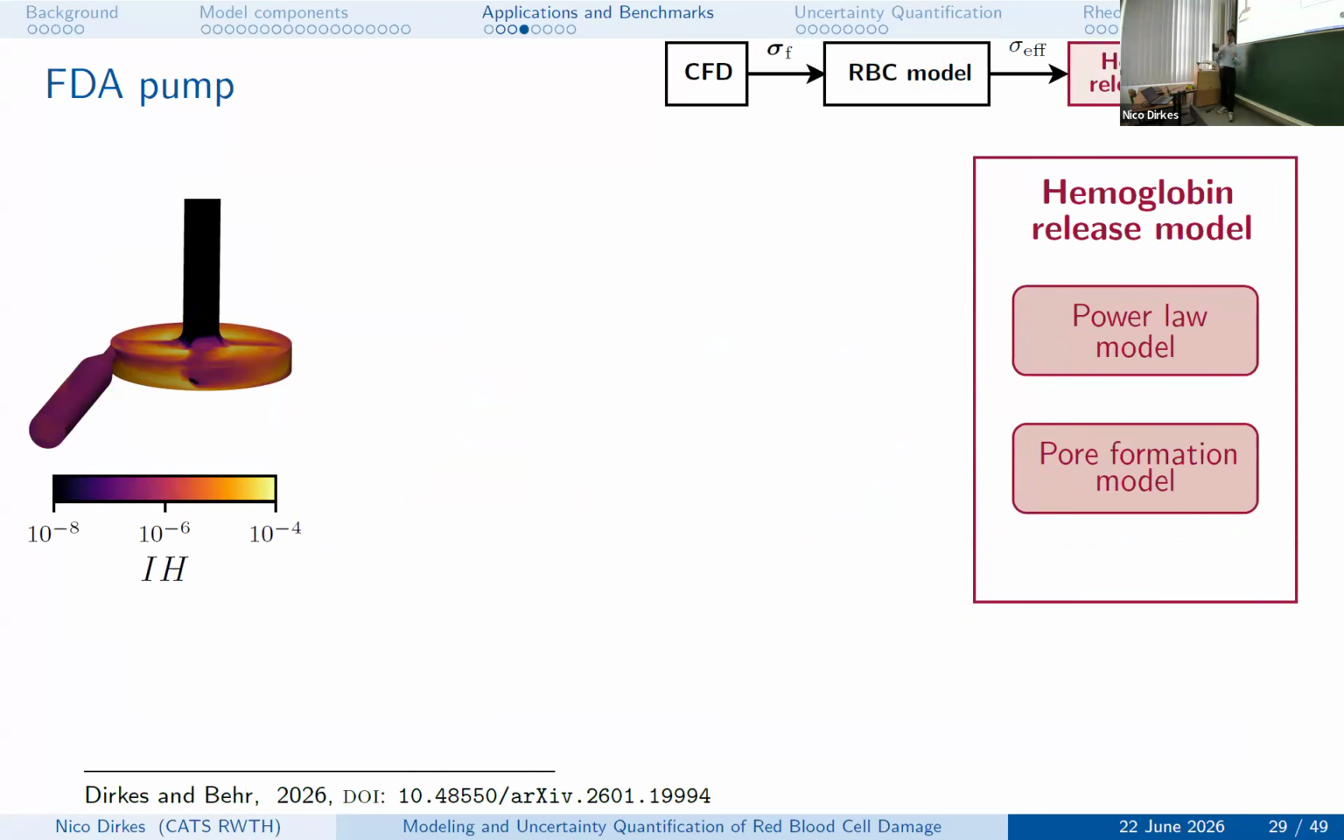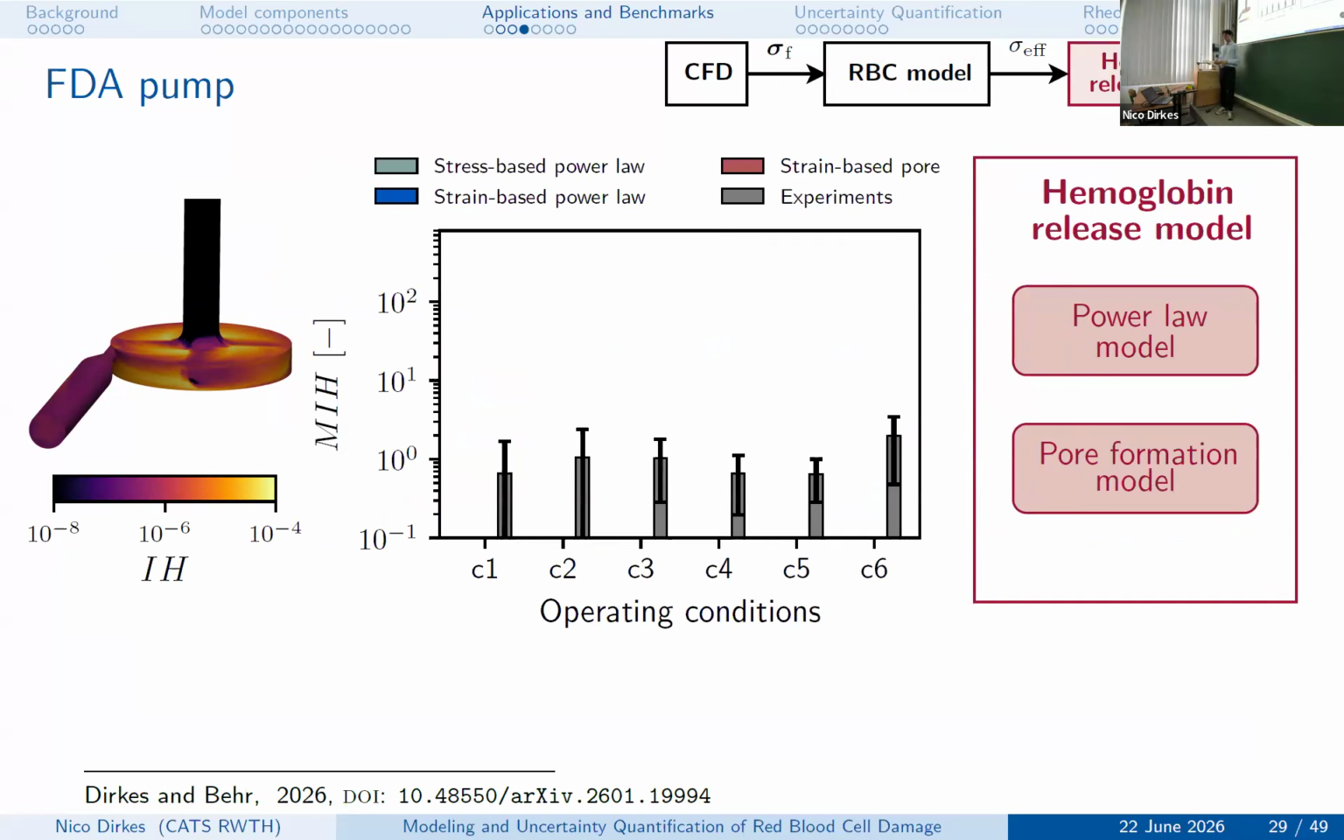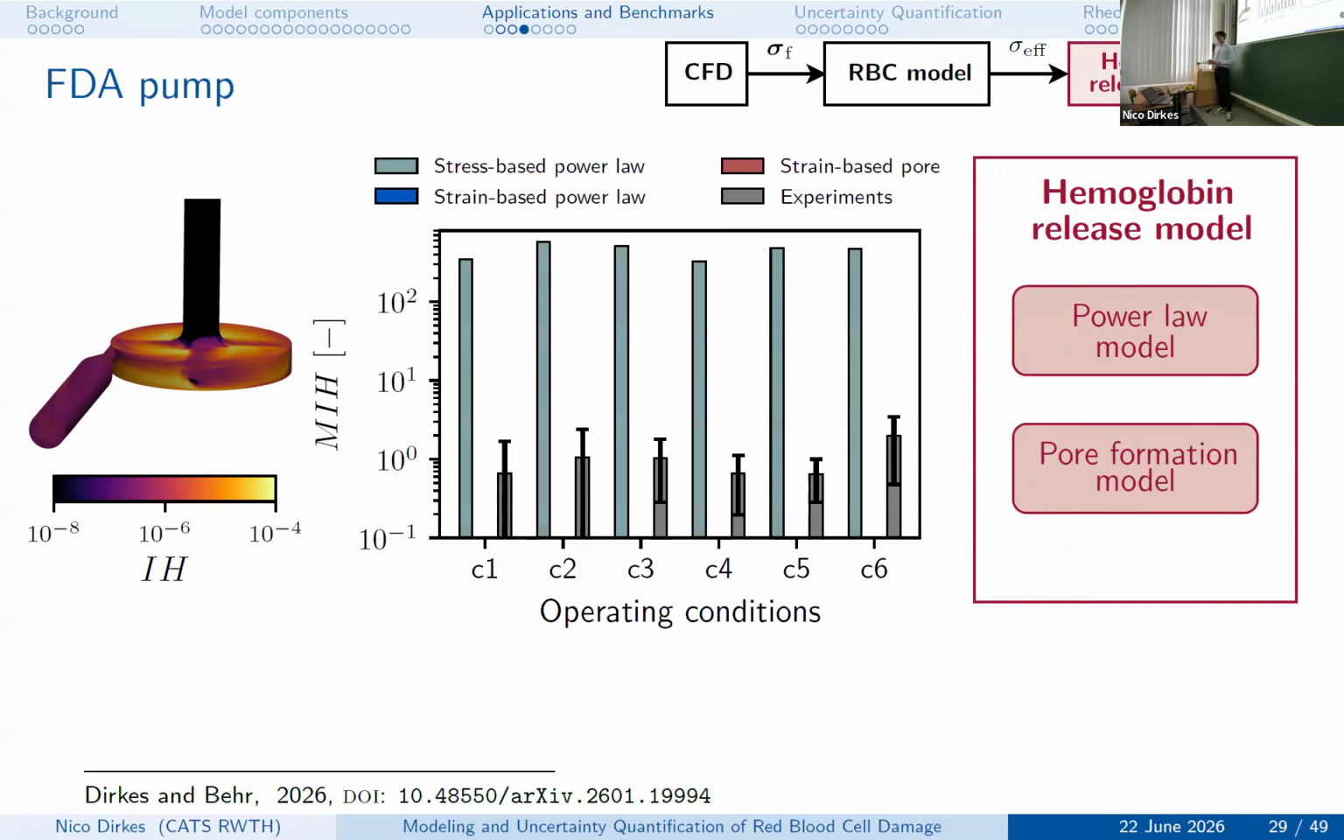If we now apply the hemoglobin release models to this pump, so to the red blood cell deformation, we have 6 operating conditions here, which the FDA defined. And these gray bars are the experimentally measured values at these 6 operating conditions. You can see that the standard approach in literature, which is the stress-based red blood cell model combined with the power law for the hemoglobin release, gives really bad predictions. So again, here we are off by a factor of more than 100 for all of these operating conditions. And this is what essentially most people use at the moment.